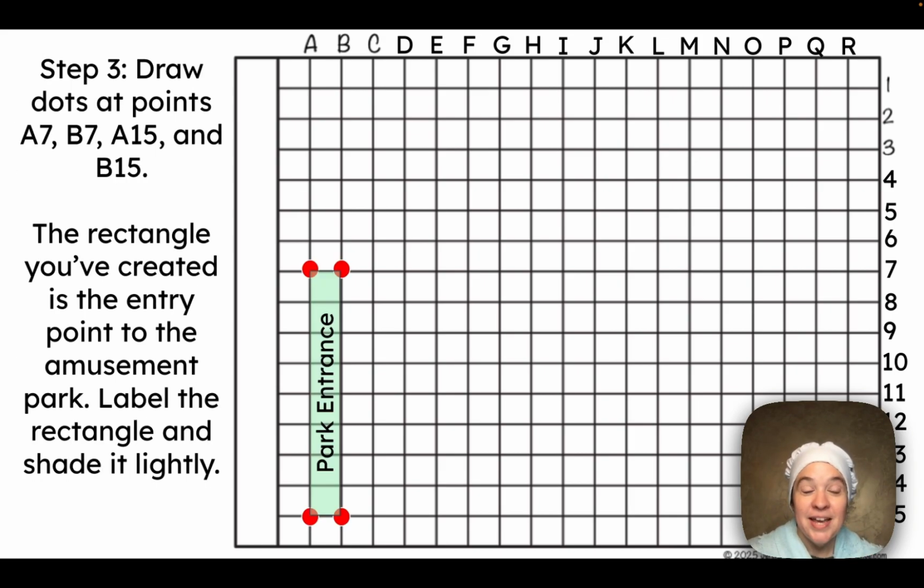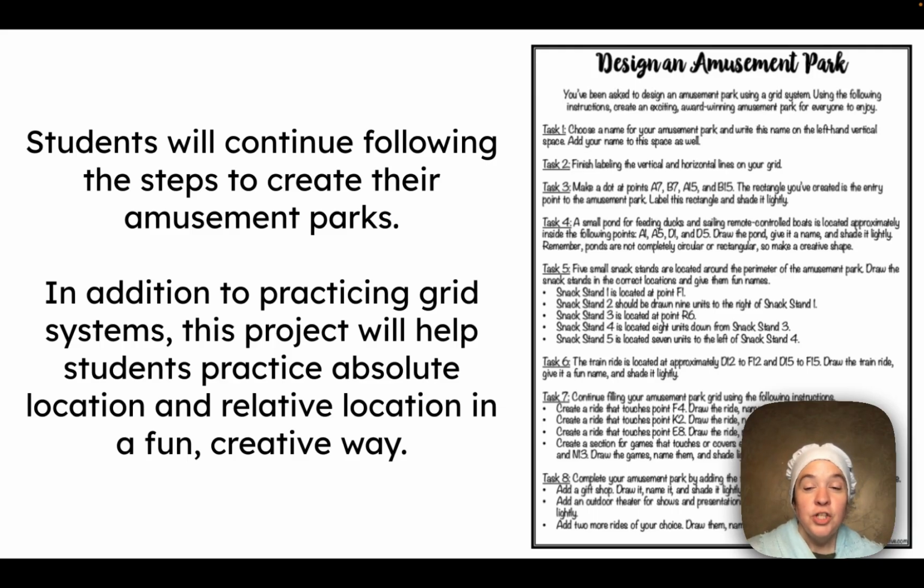So step 3, they are going to draw dots at point A7, B7, A15, and B15. And as you can see on the screen, that creates a rectangle. So this rectangle is the entry point to the amusement park. They will shade it and label it. Students will continue using these instructions to create their amusement parks.